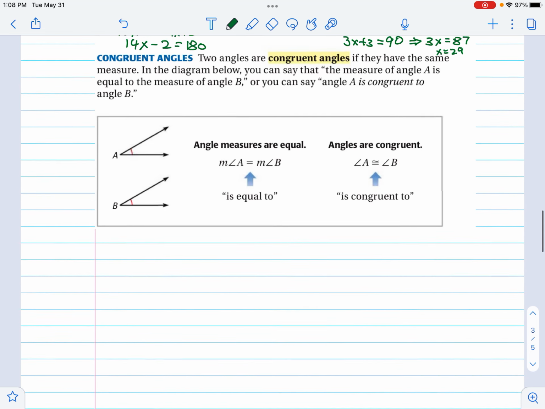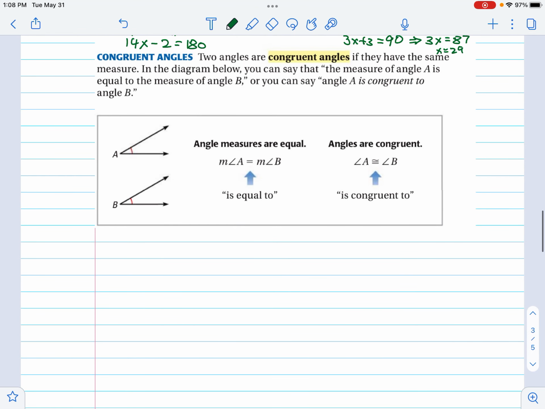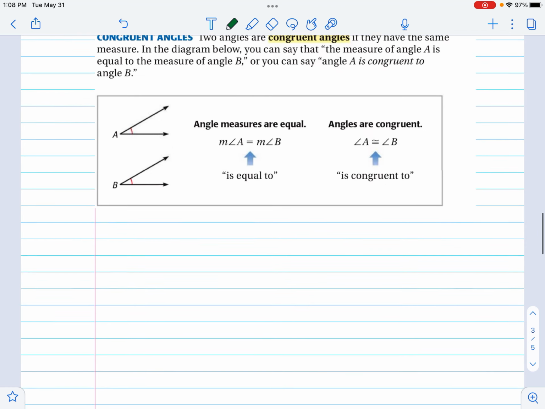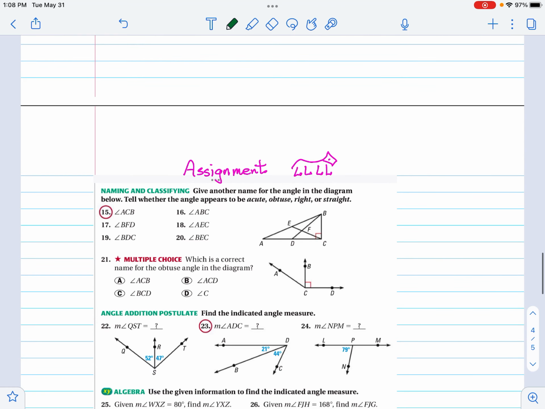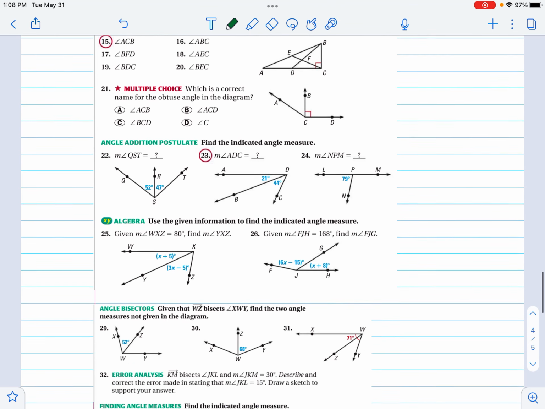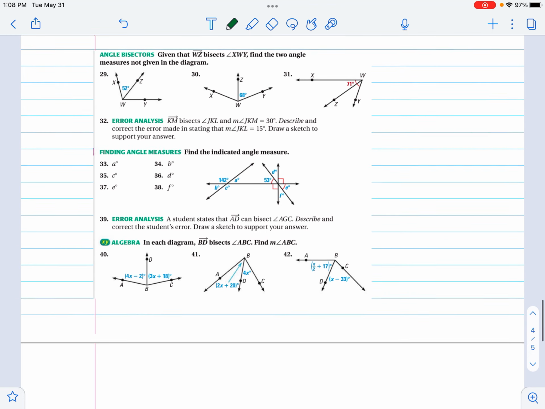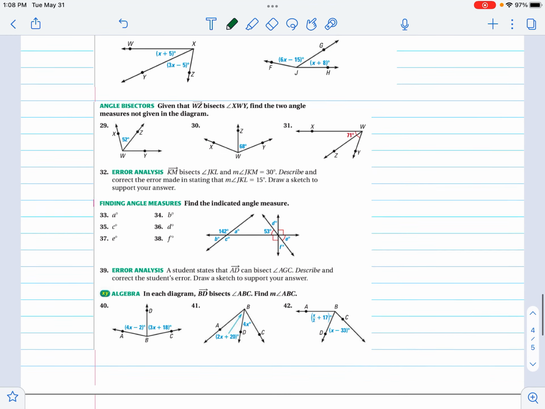Okay, now I've got this other note in here talking about congruence and angle measurement, but I think we've already covered that. Now I've got your assignment here, and I think I've got you to the point where you'll be able to work through each one of these problems. So let me know if you have any difficulties.